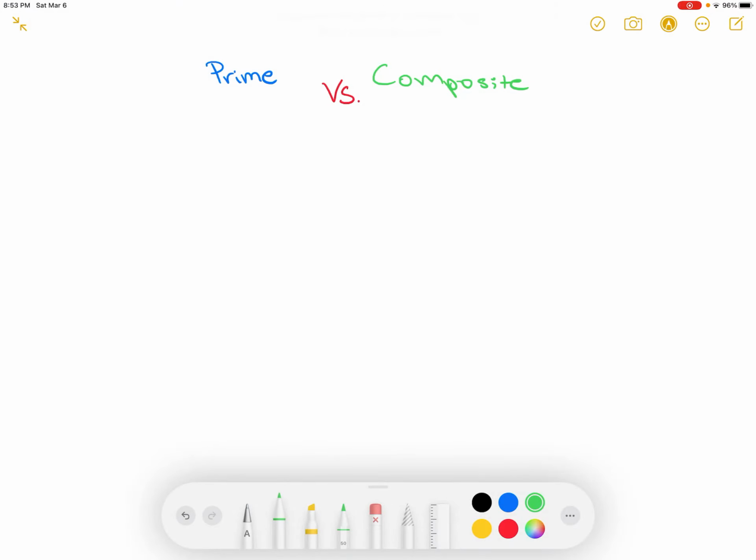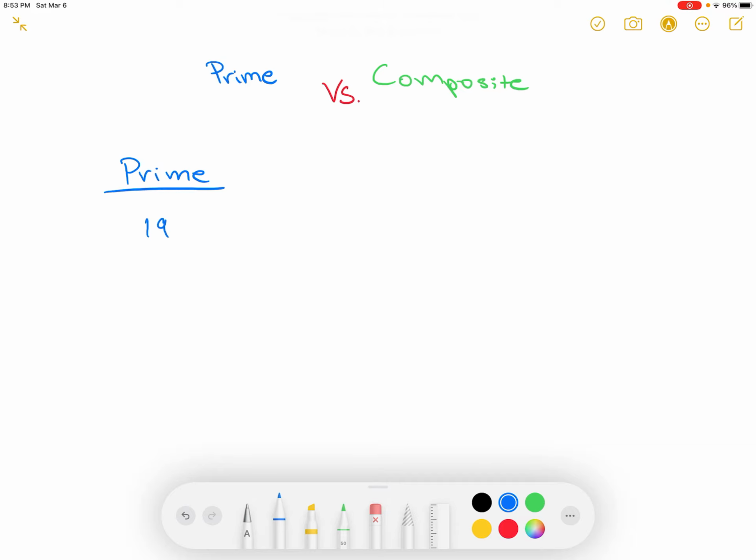Today we're talking about prime versus composite numbers. So there are two categories of numbers in this case. We've got prime numbers over here, and these are numbers that only have themselves and one as a factor. So, for example, a prime number could be 19.